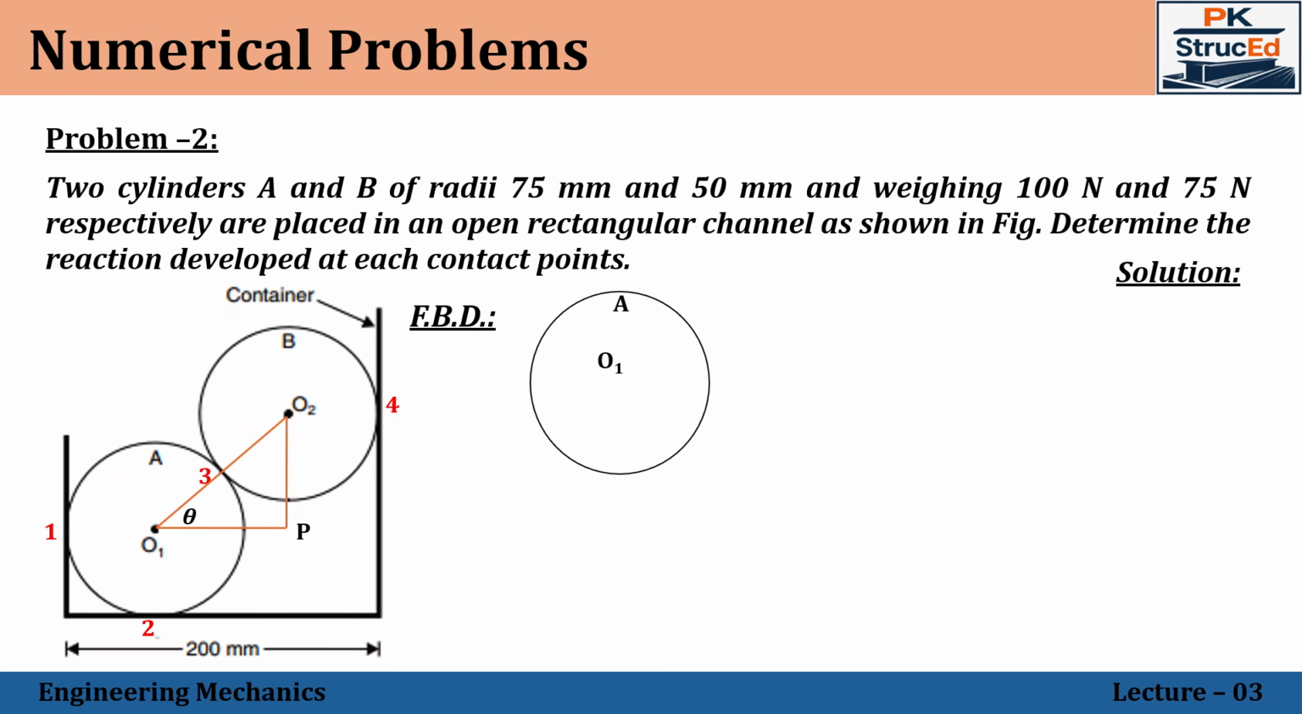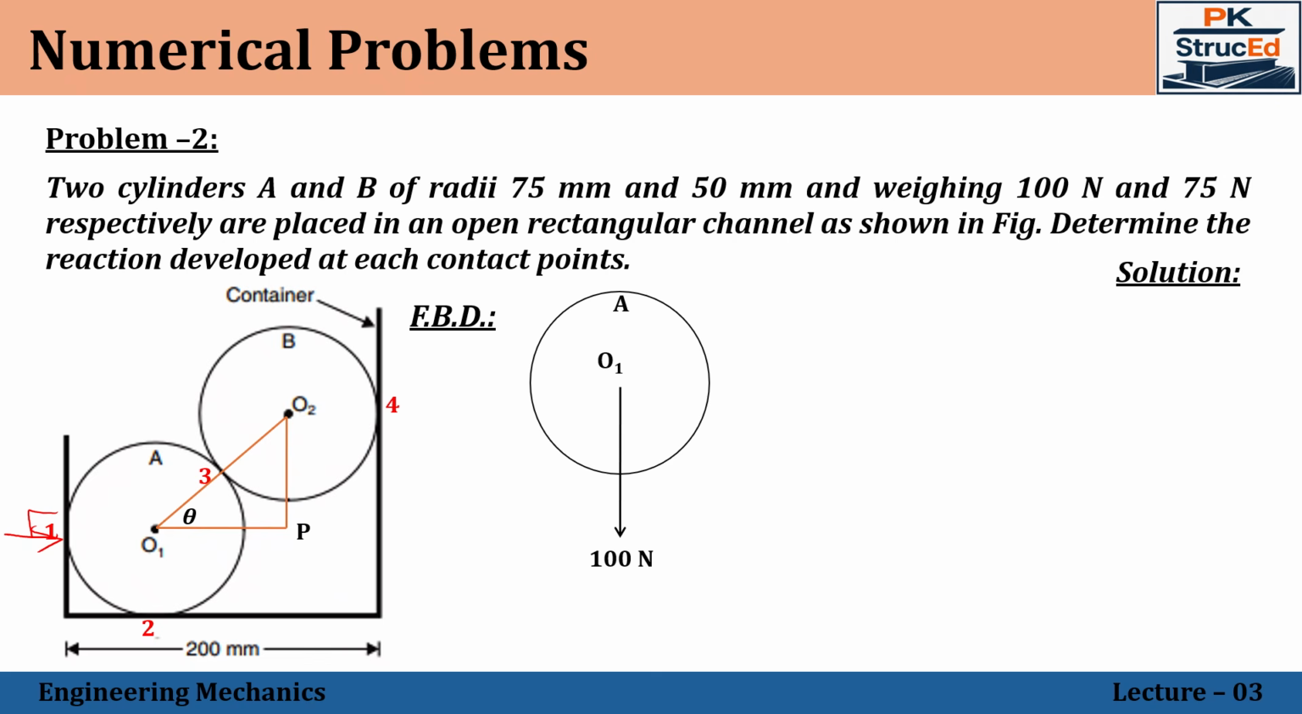So let us start with cylinder A. The forces acting will be the weight, which will be acting vertically downwards with a value of 100 Newton. Then the normal reactions at all contact points, we have 1, 2 as well as 3. And don't forget, normal reaction, the name itself says that these forces will be acting perpendicular to the contact surface. Here the contact surface is a vertical surface, therefore the normal reaction will be acting perpendicular to the vertical wall.